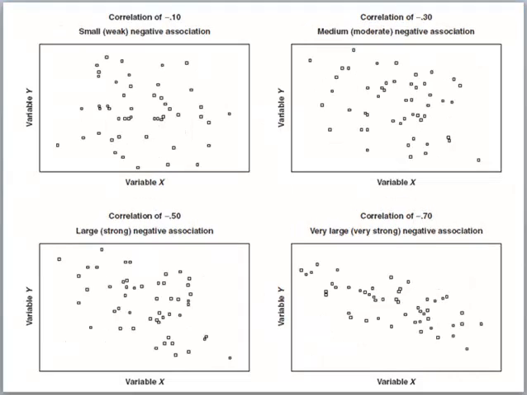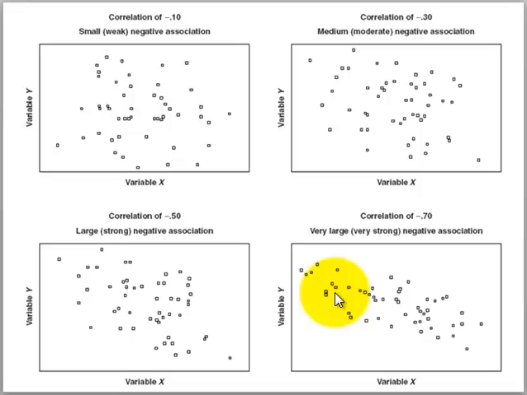Here we are looking at negative correlations that correspond to the 4 levels of size of association. So here is our small, or we can say weak, negative association, correlation of minus 0.10. Here's our medium or moderate negative association, correlation of minus 0.30. Here is our strong negative correlation of minus 0.50, and here is our very strong negative correlation, minus 0.70.